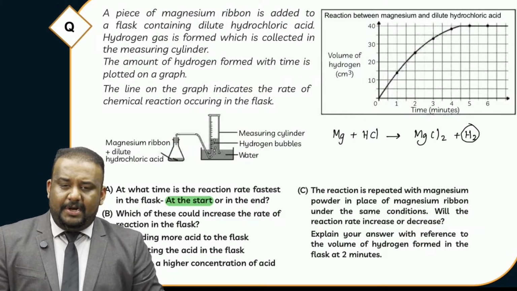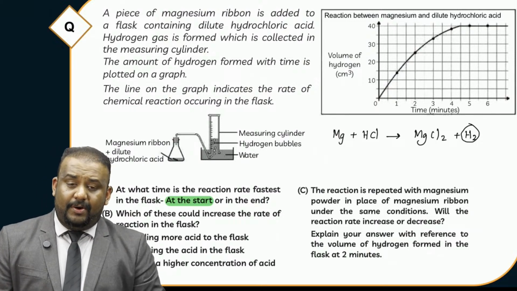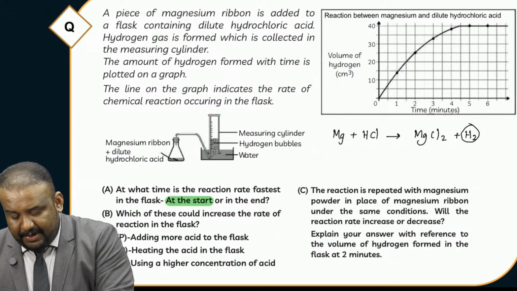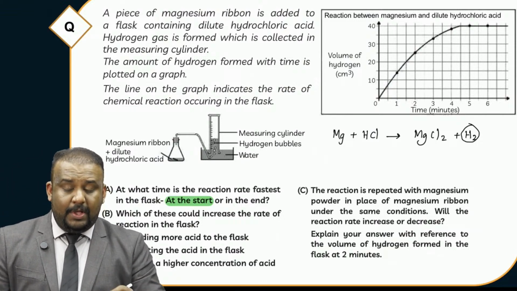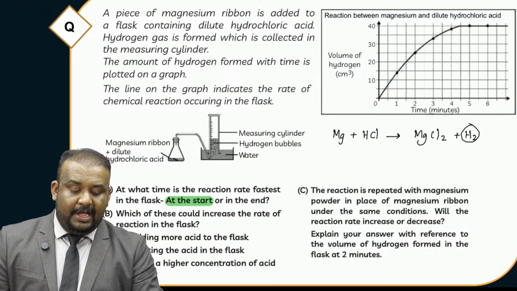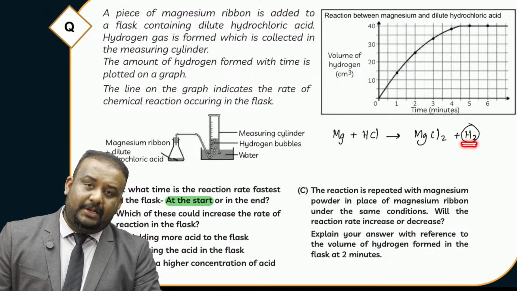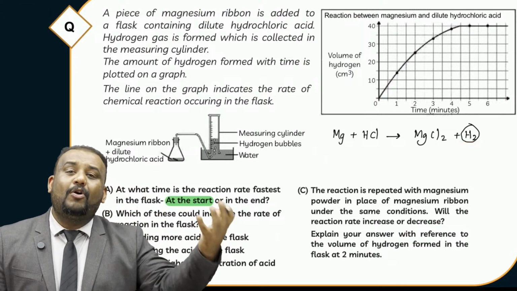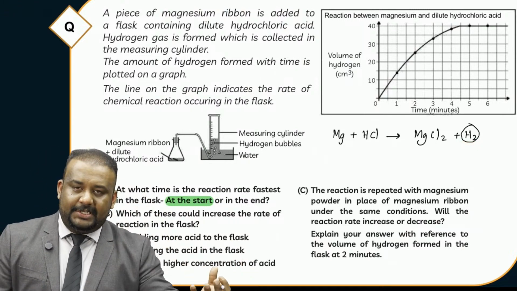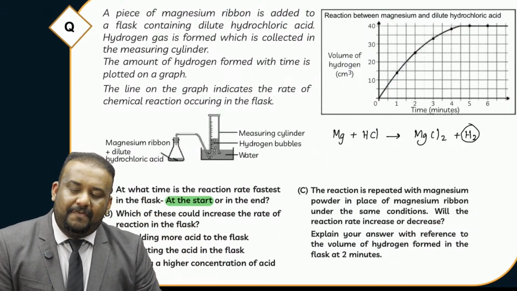Is that clear to everyone? I hope the concept behind this question is very clear. I can see that some of you are saying it is fastest in the end. No, the speed of the reaction is measured by looking at how much product is formed in how much time, or how much reactant is consumed in how much time. That is how we measure the rate of a reaction.